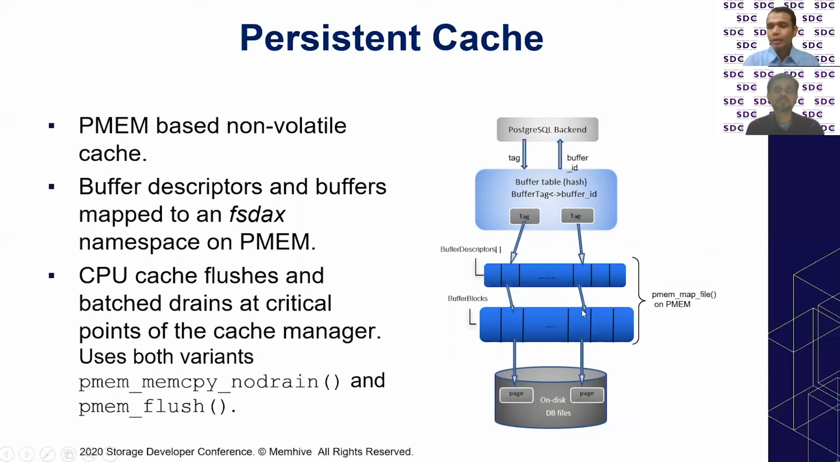Since the cache is persistent, it needs to be fail-safe atomic. We introduce cache flushes and batch drains at critical points in the cache manager, using both the more efficient PMEM copy no drain API, or where we have to write the cache data or the metadata, we actually issue a PMEM flush followed by a PMEM drain.